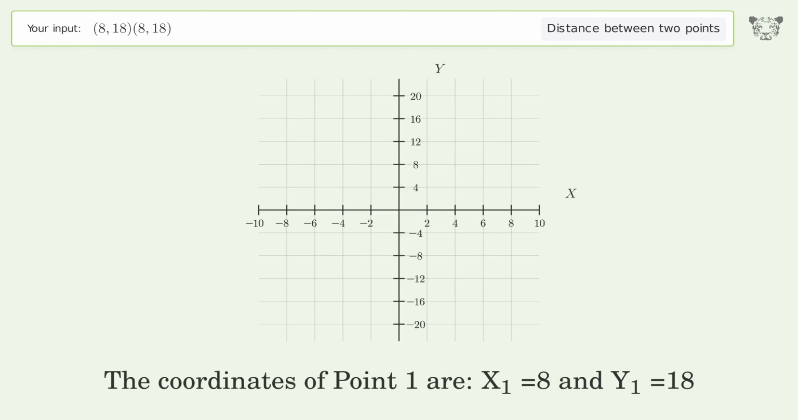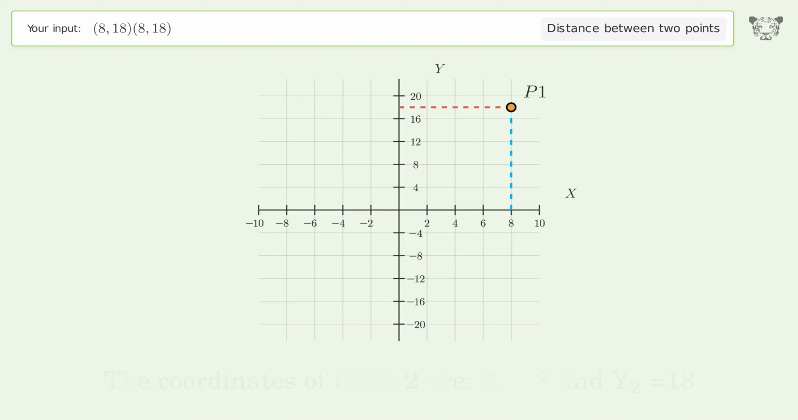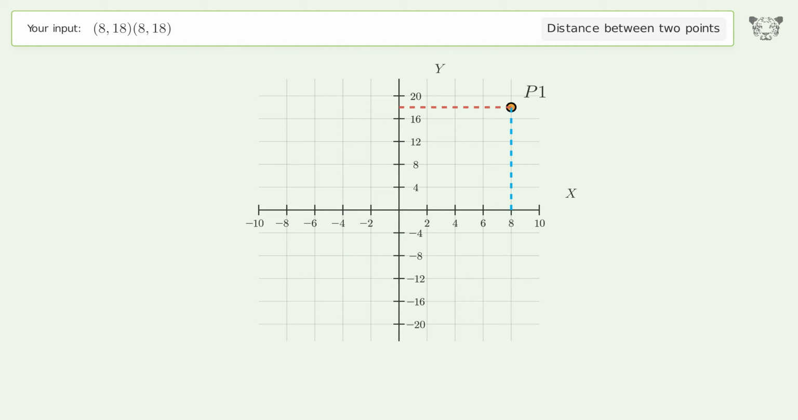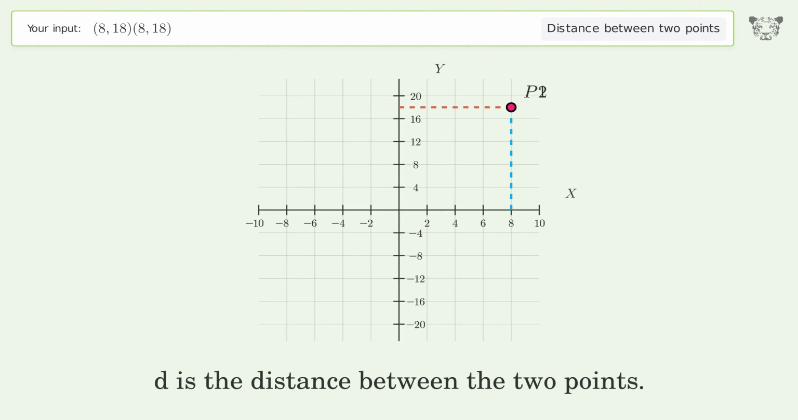The coordinates of point 1 are x1 equals 8 and y1 equals 18. The coordinates of point 2 are x2 equals 8 and y2 equals 18. D is the distance between the 2 points.